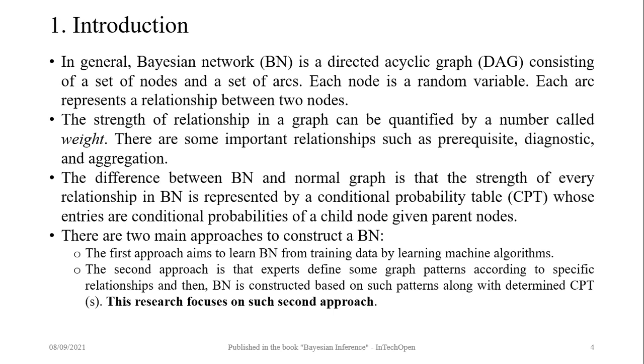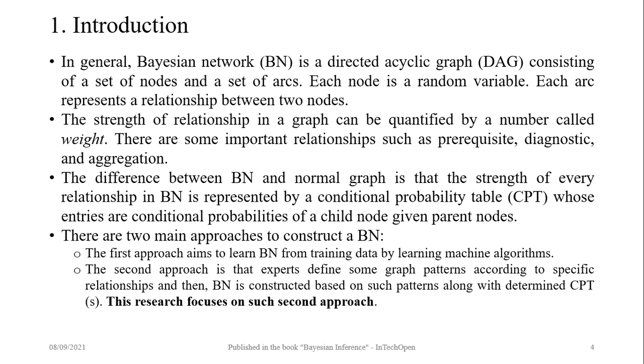In general, a Bayesian network, BN, is a directed acyclic graph, DAG, consisting of a set of nodes and a set of arcs. Its node is a random variable. Its arc represents a relationship between two nodes. The strength of a relationship in a graph can be quantified by a number called weight. There are some important relationships such as prerequisite, diagnostic, and aggregation. The difference between BN and a normal graph is the strength of every relationship in BN. It is represented by a conditional probability table, CPT, whose entries are conditional probabilities of a child node given its parent nodes.